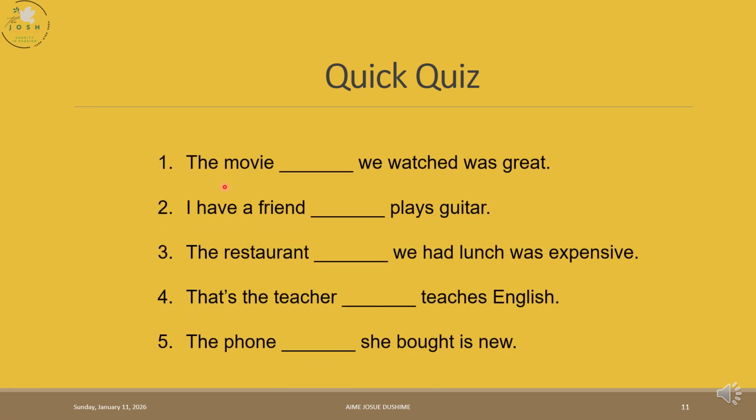Let's do a quick quiz. The movie dash dash we watched was great. I have a friend dash dash plays guitar. The restaurant dash dash we had lunch was expensive. That's the teacher dash dash teaches English. The phone dash dash I bought is new.